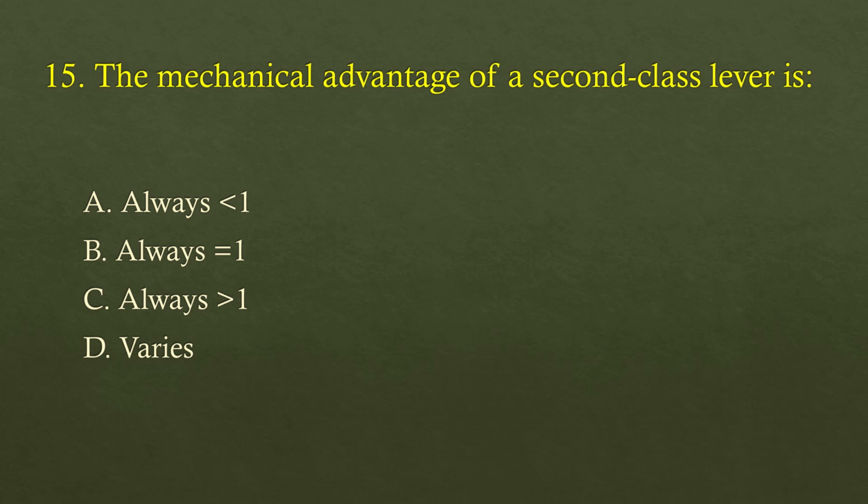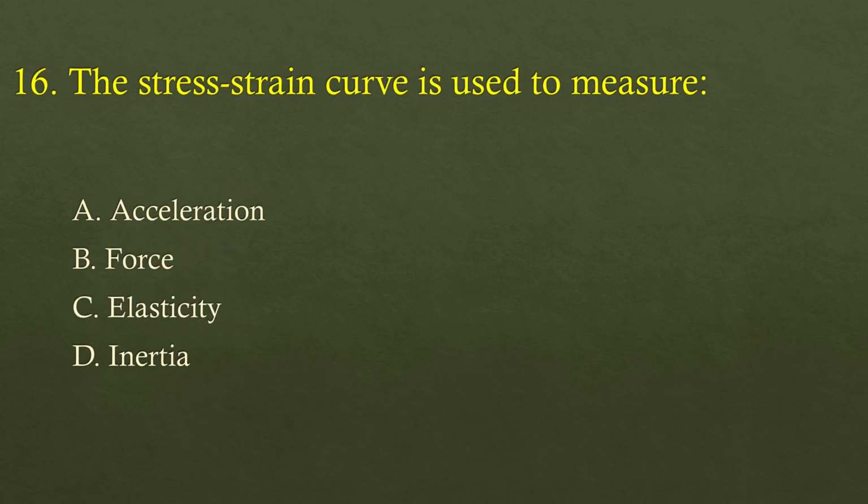Number 15. The mechanical advantage of a second class lever is A. Always less than 1. B. Always equal to 1. C. Always greater than 1. D. Varies. So the answer is C. Always greater than 1.